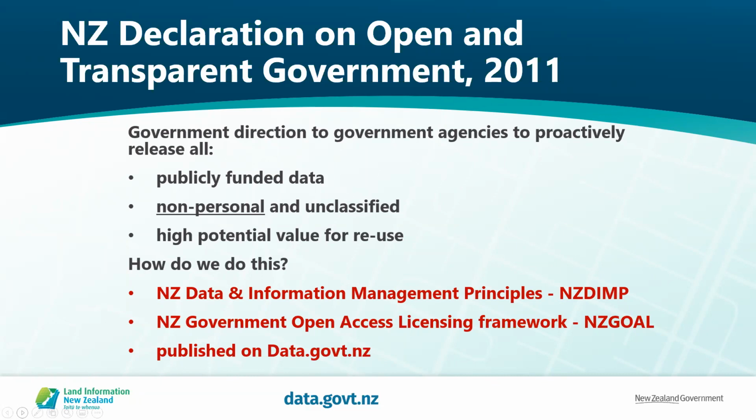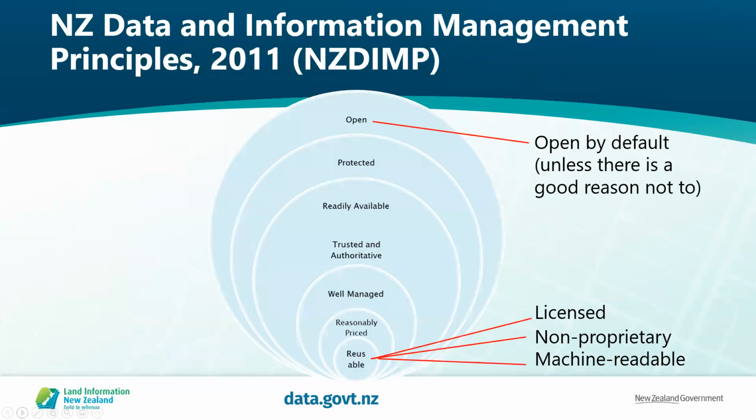So we have the New Zealand Data and Information Management principles that I'll talk about shortly. We also have a government open licensing framework that is tied in with the Creative Commons licensing, and we aim to publish that key data through our government data catalogue, which is data.gov.nz. So those principles for data and information management are at the top. Data should be open by default if it's non-personal and non-sensitive. If it is personal or sensitive, it should be protected.